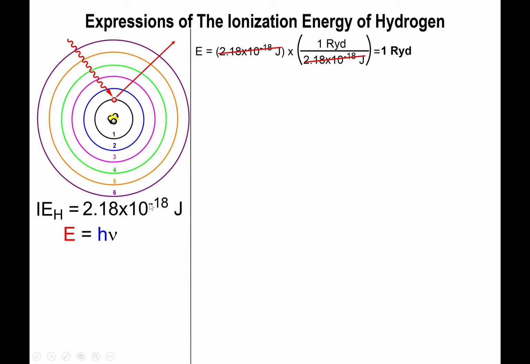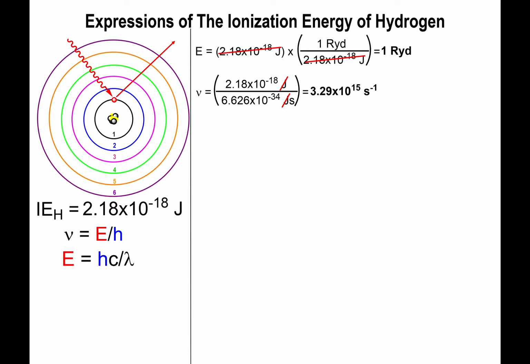We could also re-express the ionization energy of hydrogen in terms of the frequency. We know that energy equals Planck's constant times the frequency. So divide the energy by Planck's constant and you'll get the frequency. So 2.18 times 10 to the negative 18 joules divided by 6.626 times 10 to the negative 34 joule seconds cancels out the joules and leaves us with 3.29 times 10 to the 15 per second, or hertz. That will be the frequency, which is the expression of the ionization energy of hydrogen.